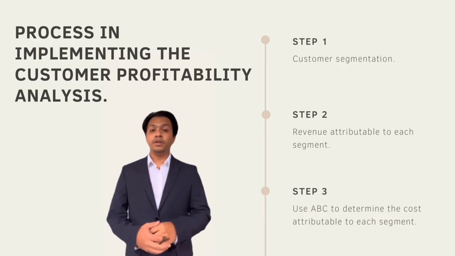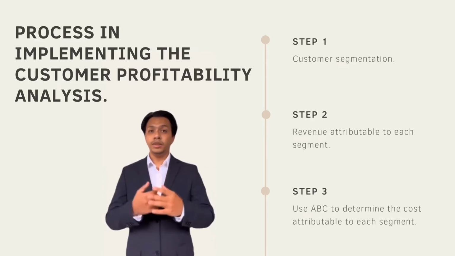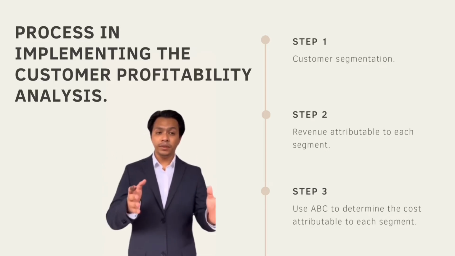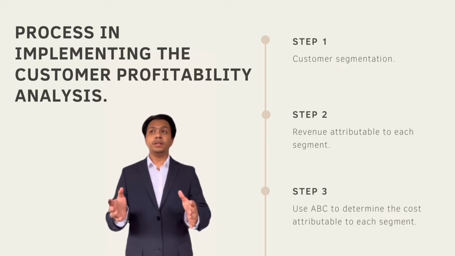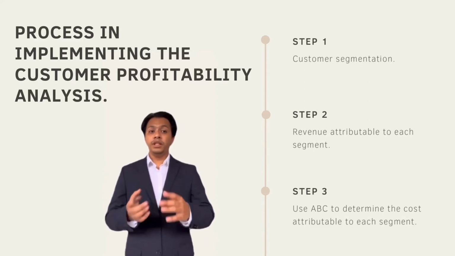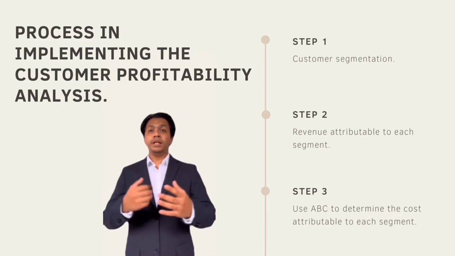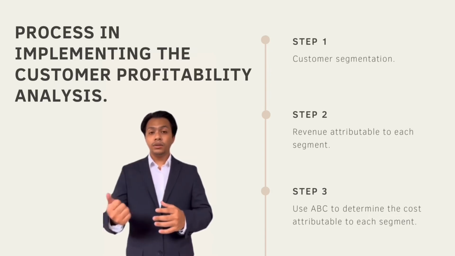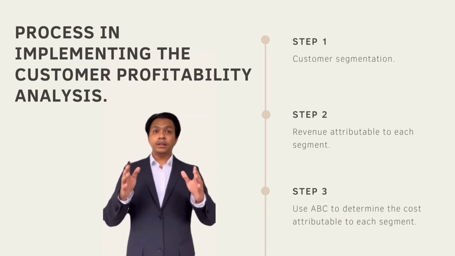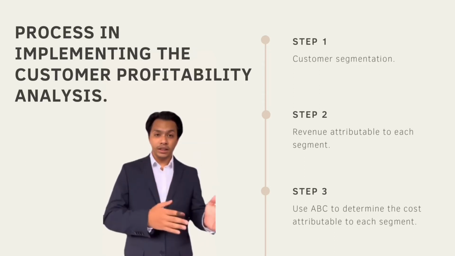Step 2 is revenue attributable to each segment. When the company has identified its customer segments, the company will calculate its annual revenue per segment. This depends on the products and services that they offer. Any adjustment made to the price for the customer to acquire the product will be taken into account, such as discounts, service fees, and also enhancement fees. This is to calculate and recognize the true revenue for each customer.